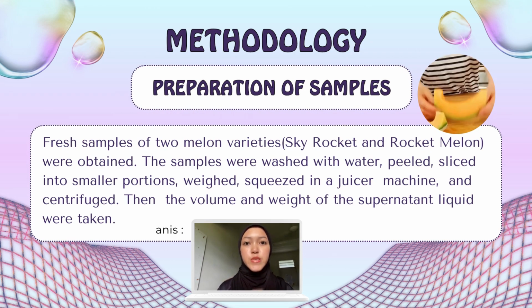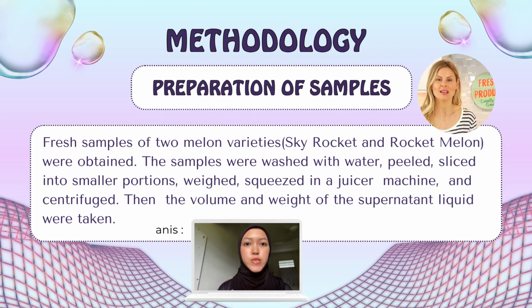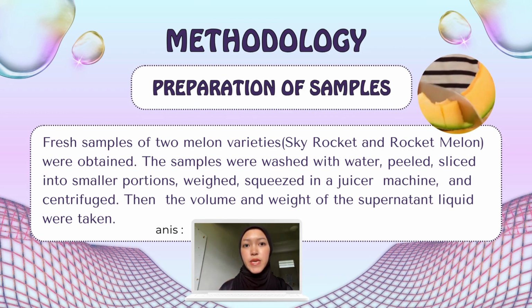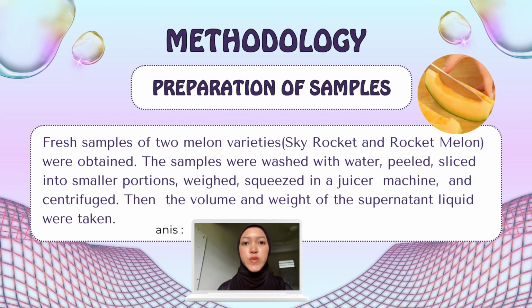First methodology is preparation of samples. Fresh samples of two melon varieties, which are Rocket and Rock melon, were obtained. The samples were washed with water, then peeled and sliced into smaller portions. After that, the samples were weighed, squeezed in a juicer machine and centrifuged. Then the volume and weight of the supernatant liquid were taken.